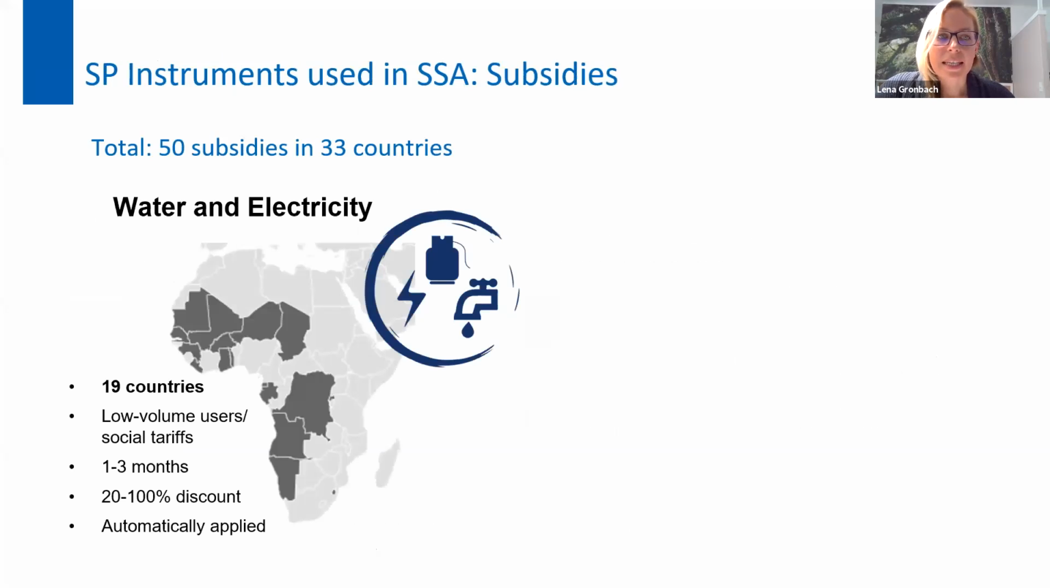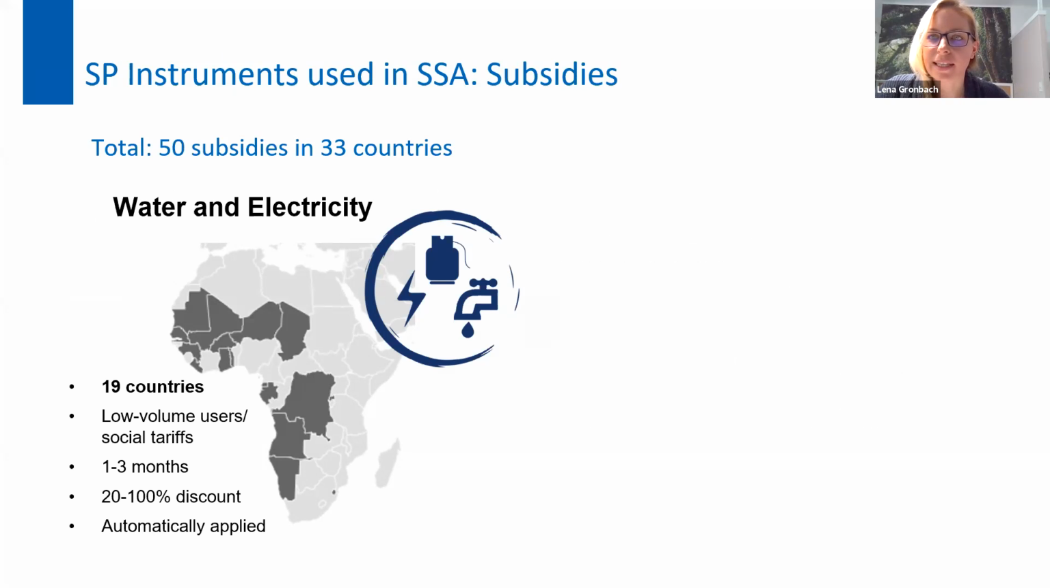Okay, and then, yeah, as I said earlier, subsidies were one of the key instruments used in sub-Saharan Africa for the social protection response. We mapped a total of 50 different ones in 33 countries, so really quite widespread. And one of the key subsidies used here were utility subsidies, so water, electricity. As you can see on the map, mostly West Africa, a little bit Central Africa, and we had a total of 19 countries using that.